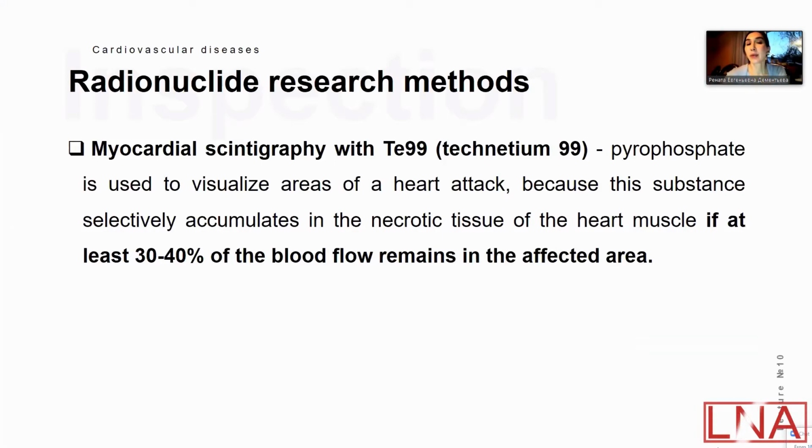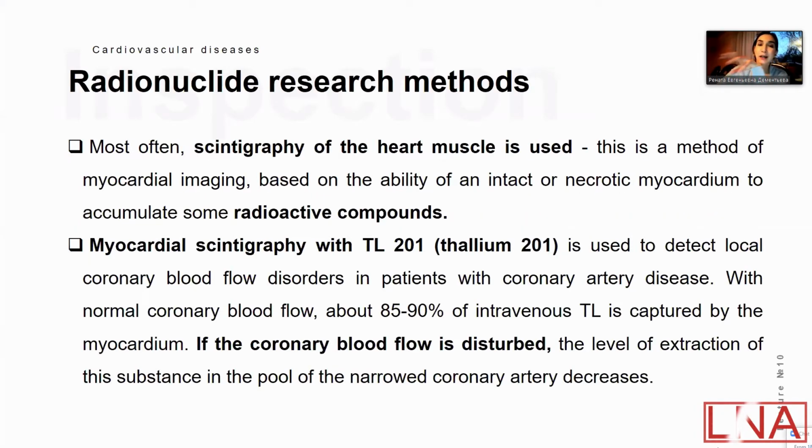Myocardial scintigraphy with another substance, technetium-99 pyrophosphate, is used to visualize areas of heart attack because the substance selectively accumulates in the necrotic tissue of the heart muscle, where at least 30 to 40% of blood flow remains in the affected area. So the result depends on the type of substance, technetium-99 or thallium-201, and the accumulation of the substance depends on the structure of the healthy or unhealthy myocardium.